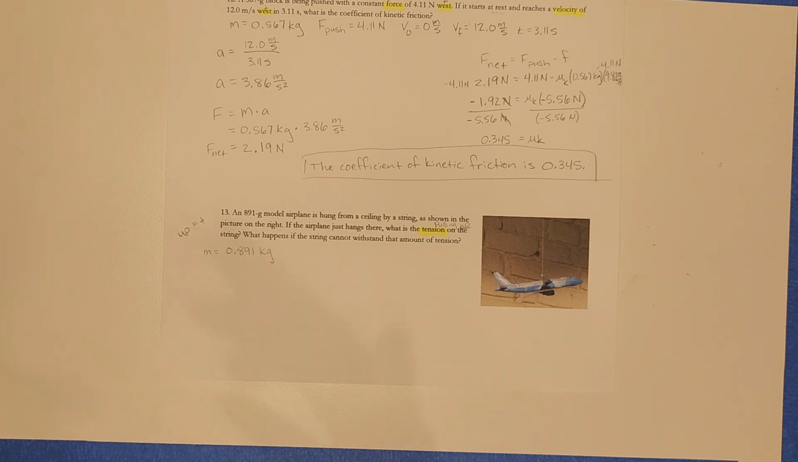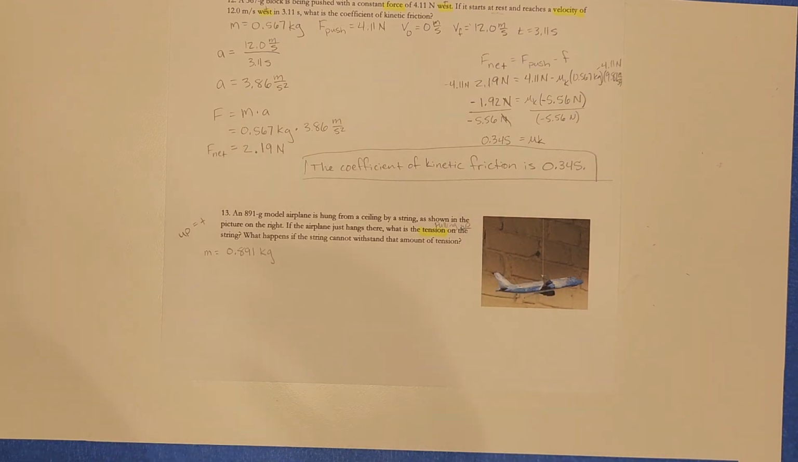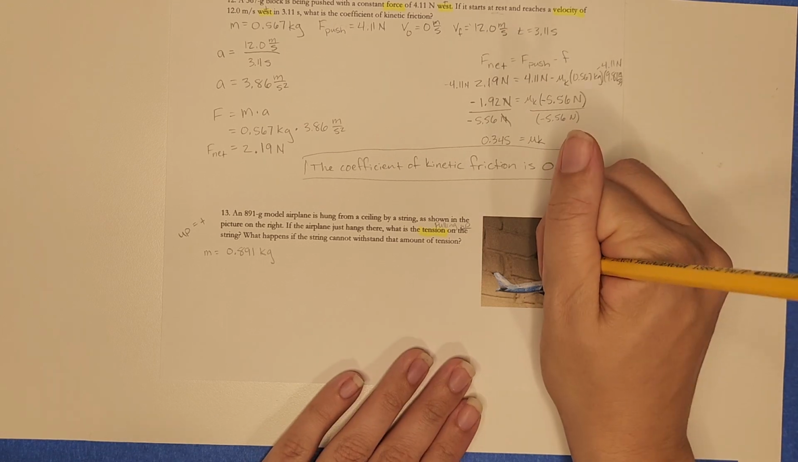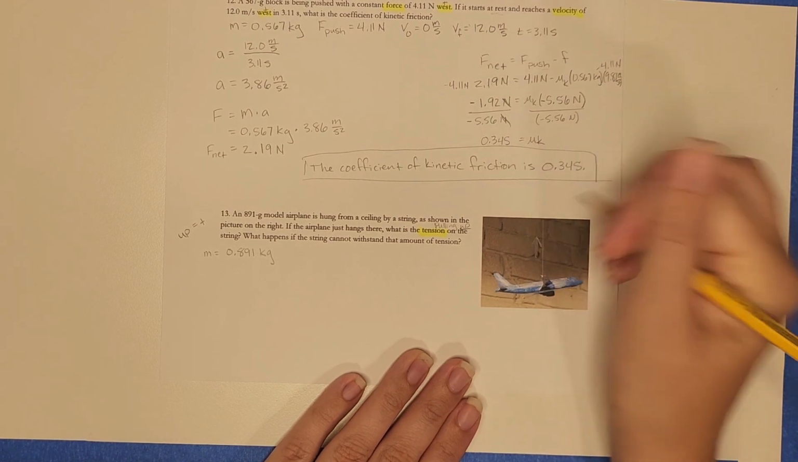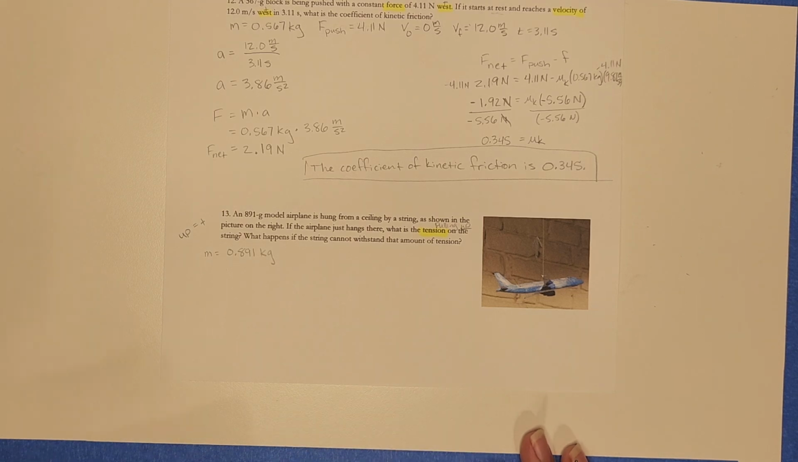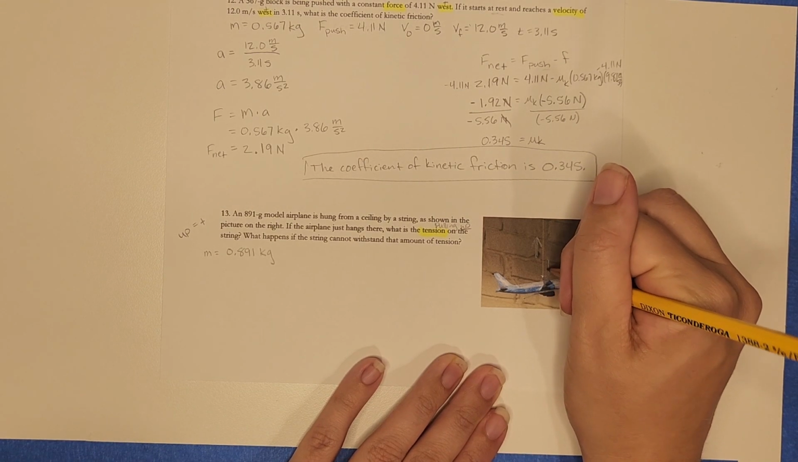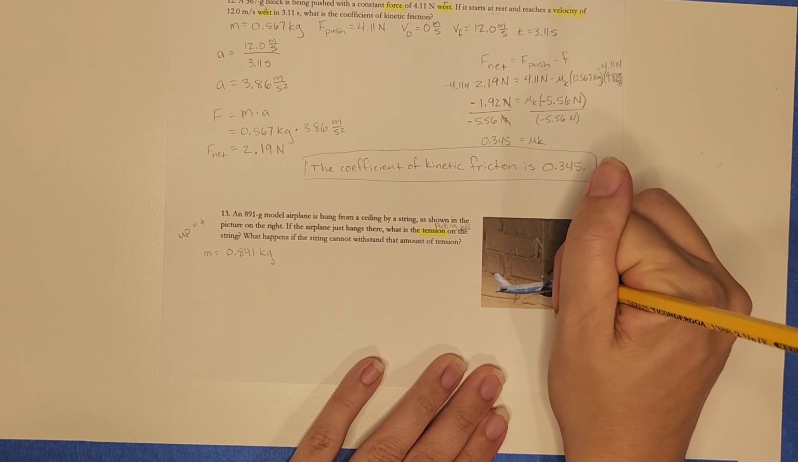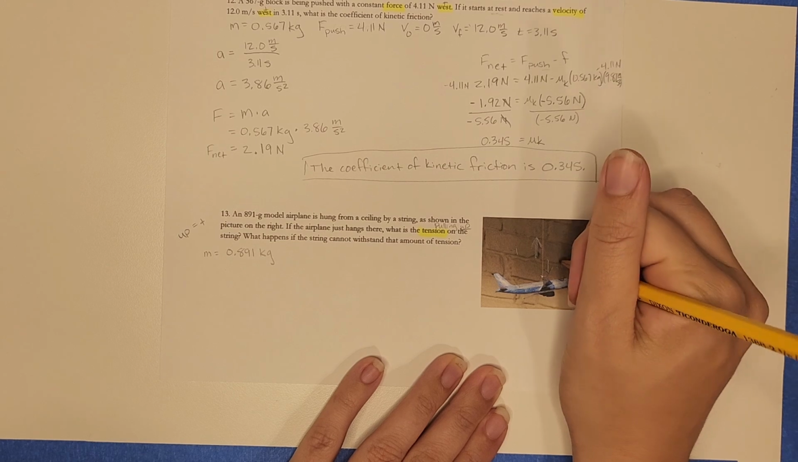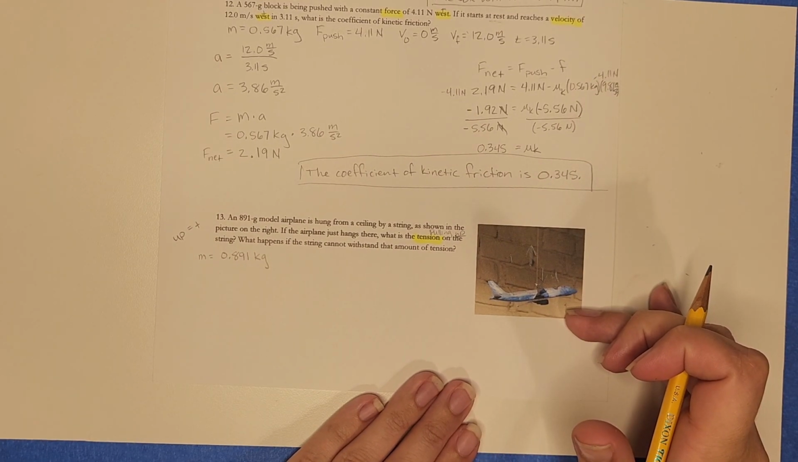So tension, like I said a second ago, is a force that is pulling an object up. You might not be able to see it well, me drawing on this picture. And then the other force that is occurring is gravity, and that, of course, is pulling that object down.